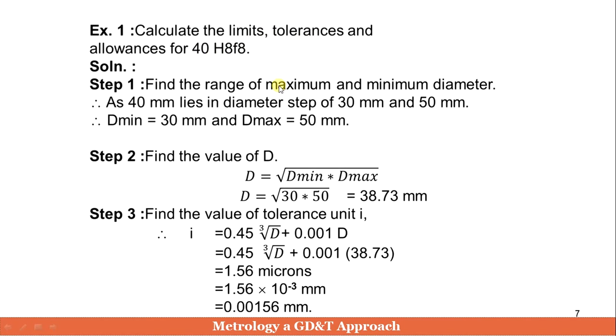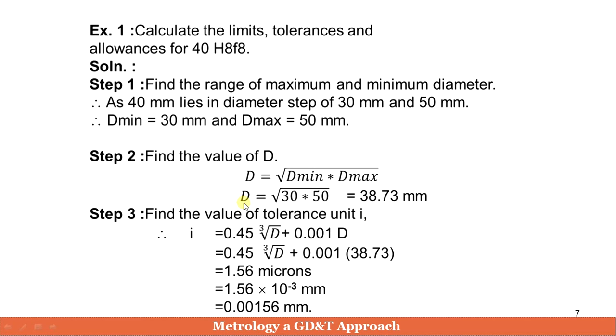As we discussed in the steps, the first step is to find the maximum and minimum of the diameter range. The range zone will be provided, or else we can say that 40 mm lies between the 30 to 50 zone. So D minimum is 30 mm and D maximum is 50 mm. Then we find D mean, which is the square root of D minimum times D maximum. So the mean value is the square root of 30 times 50, which is 38.73 millimeters.